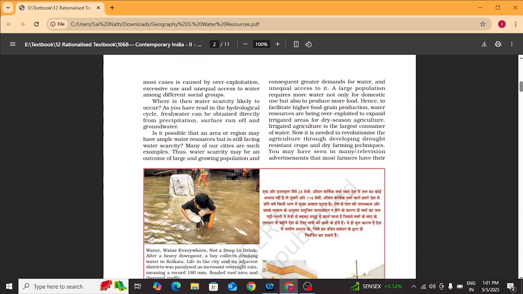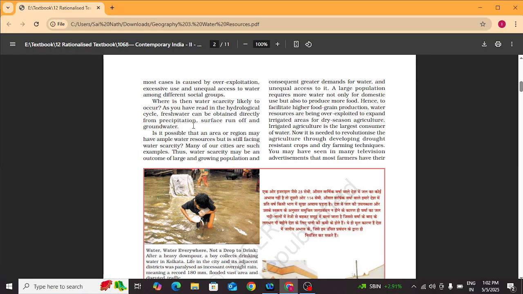But low rainfall is not the only cause of water scarcity. In most cases, it is caused by overexploitation of the limited resources, excessive use, and unequal access to water among different social groups. Like poor people have to travel so far to get just a bucket of water, whereas rich people or middle class people have water pipelines in their homes, and they can regularly get water for a price.